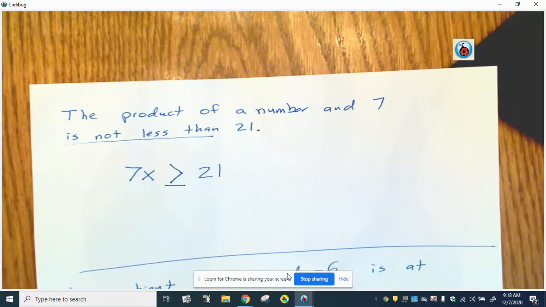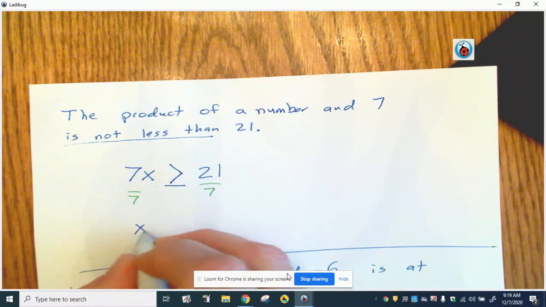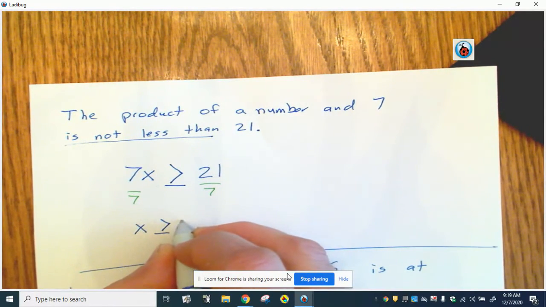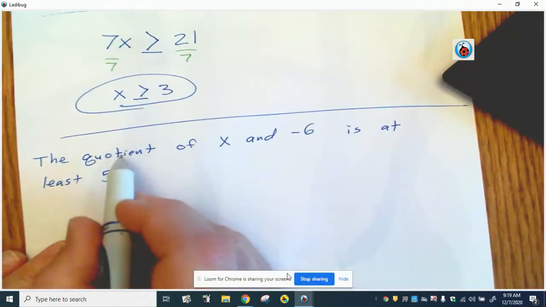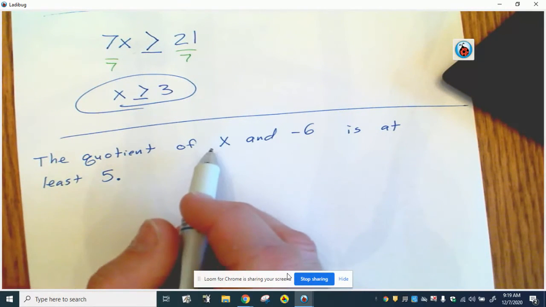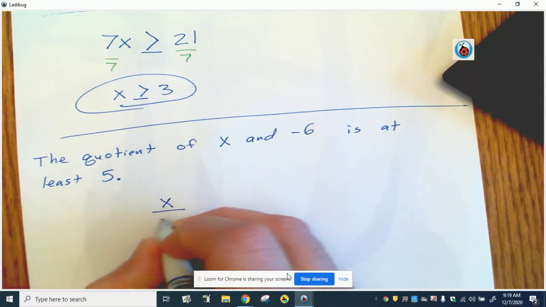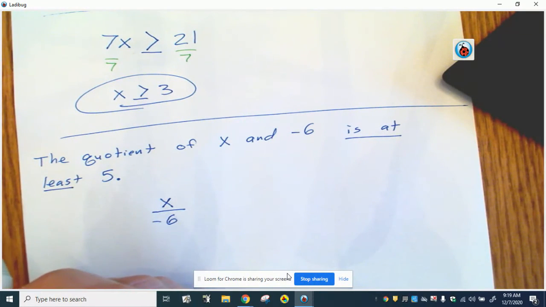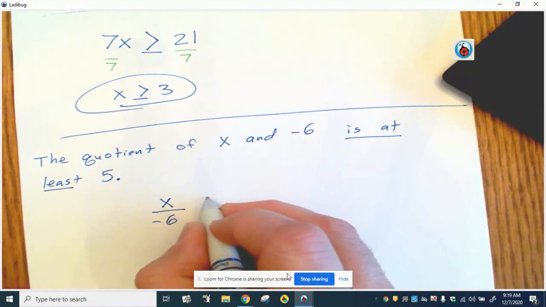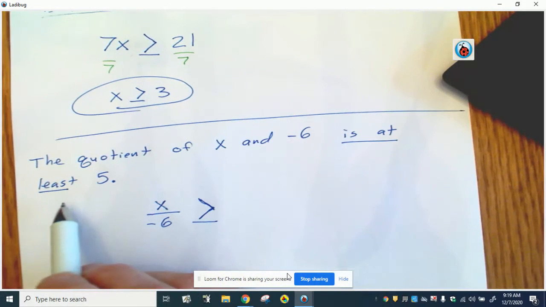And then, how would you solve that one? Well, we would divide by 7. Now, because we're dividing by a positive, we're going to leave that sign alone. And we'd be done. Okay, let's try one more. Quotient means division. The quotient of x and -6. Well, that would mean I'd have x divided by -6 is at least. Well, that means it has to be greater than. Okay, if it's at least as big, it's greater than or equal to. Okay, because if it's at least, that means it's greater than or equal to.